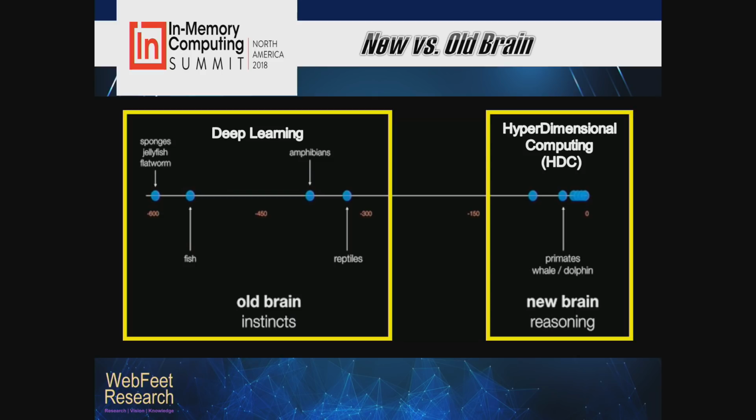Let's take a look at the new versus old brain. In the beginning, there were sponges and jellyfish and flatworms, et cetera, that didn't have much intelligence. Their nervous system was, ouch, don't do that. Or that's hot, that doesn't feel good, move. It was that type of decision making. So we are talking about an instinctual type of brain. And that basically stayed in stasis almost up until the end of the dinosaurs. In fact, it was after the end of the dinosaurs that the new brain reasoning came in the form of primates and whales and dolphins.